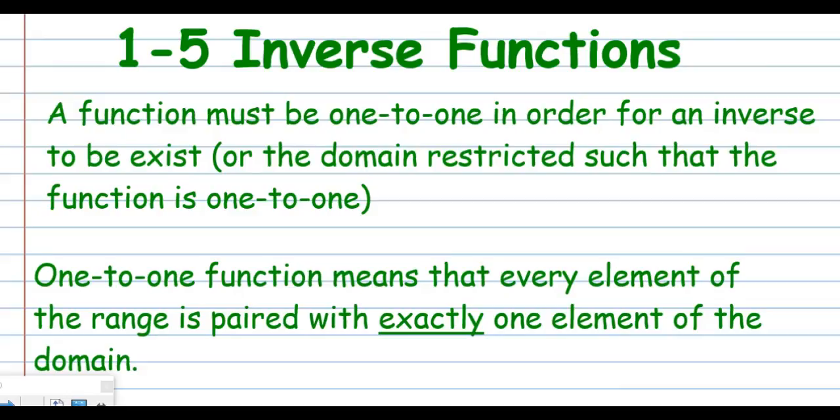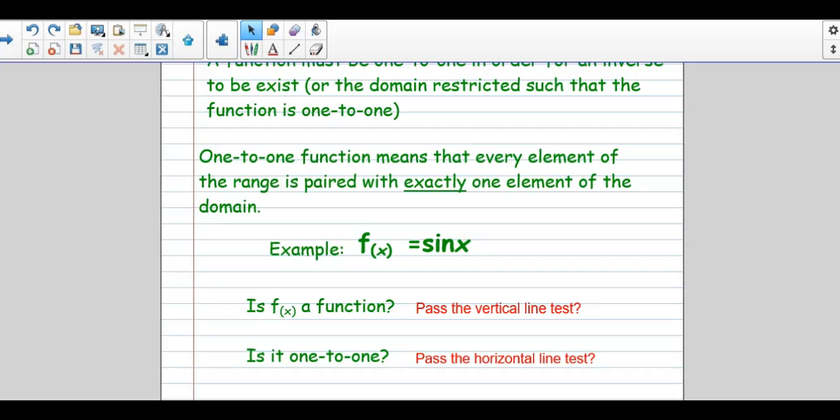Let's take a look at an example. Let's take f of x equals sine of x. Could the sine of x have an inverse? In other words, is it one-to-one? Well, I hope that you answered that yes, the sine of x is a function. It's one of the 12 basic functions we learned. But it is not one-to-one because it does not pass the horizontal line test.